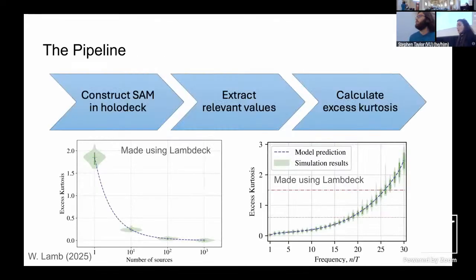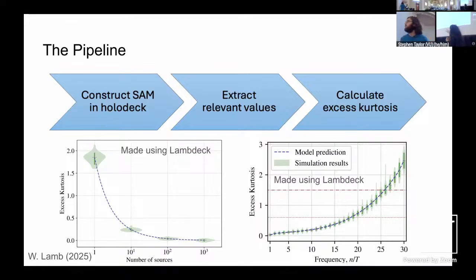The idea was, and this seemed like a really simple and low-hanging fruit at the start, we would just construct a semi-analytical model in holodeck, we would just extract the relevant values because surely that will be easy. And then we will calculate excess kurtosis, and then we'll have so much time to do all these other bonus projects and bonus inferences with it.